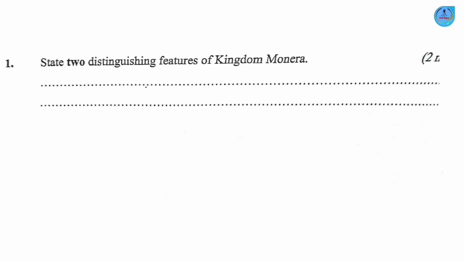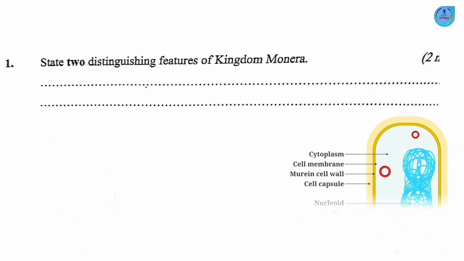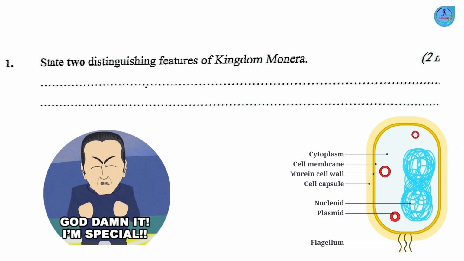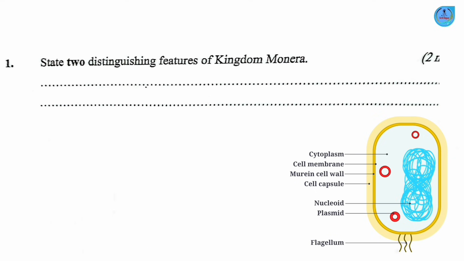Question number 1. State 2 distinguishing features of kingdom Monera, okay? So when we talk about distinguishing features, we mean features that are unique only to the members of kingdom Monera. And who are these? The bacteria, of course. So number 1, they are prokaryotic.